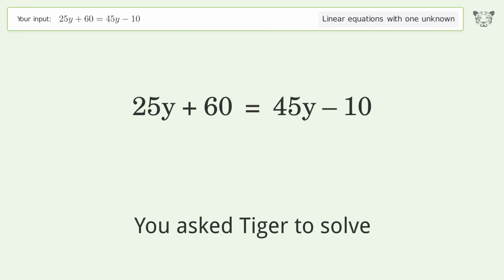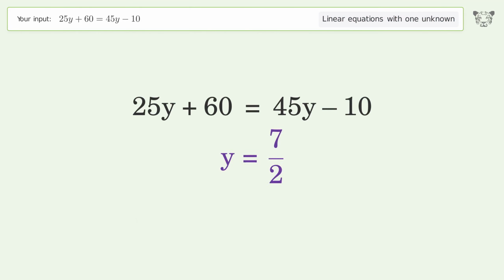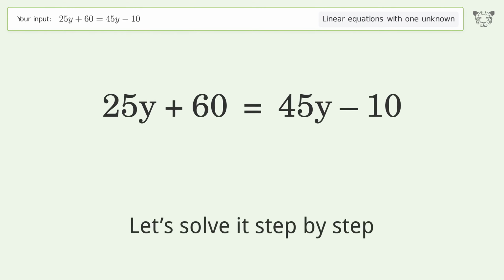You ask Tiger to solve. This deals with linear equations with one unknown. The final result is y equals 7/2. Let's solve it step by step.